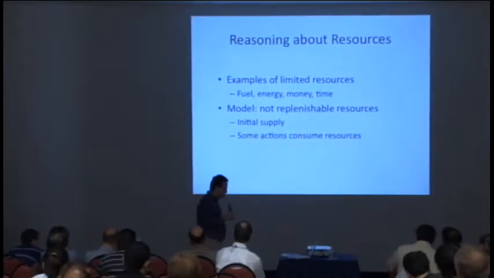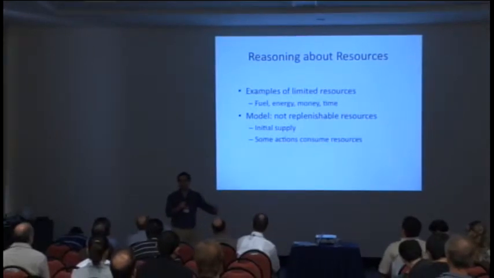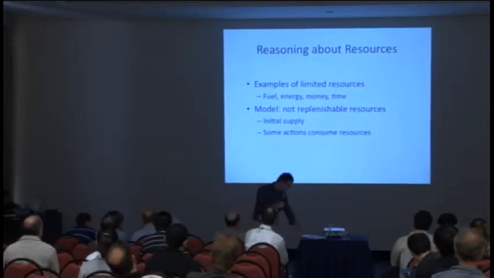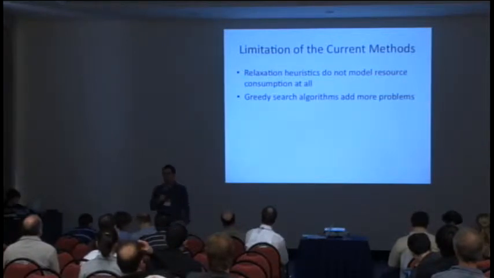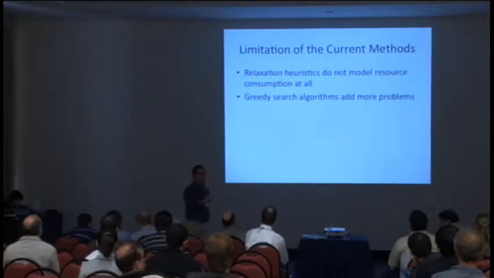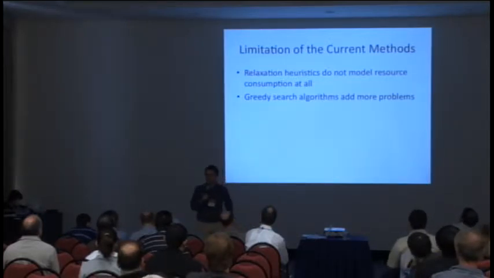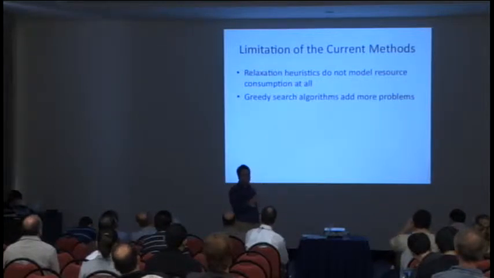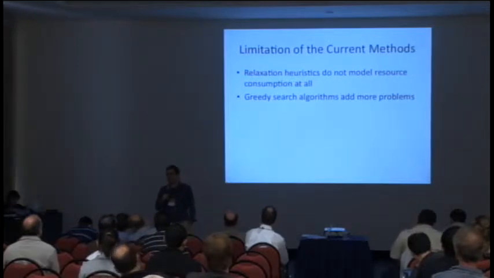So basically, you have an initial supply of the resource, and your actions can only consume resources. They cannot provide new resources when you execute them. So unfortunately, most of the successful planners like LAMA don't do very well in problems with resources, especially when the problem is really constrained and the amount of resource available is scarce. And the main reason is that these relaxation heuristics that are very successful in some other domains don't really model resource consumption.